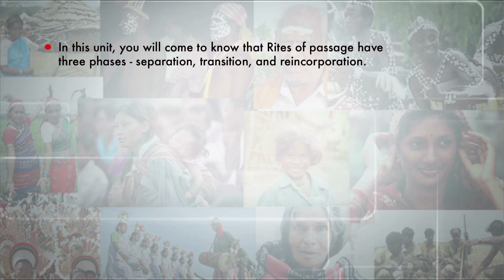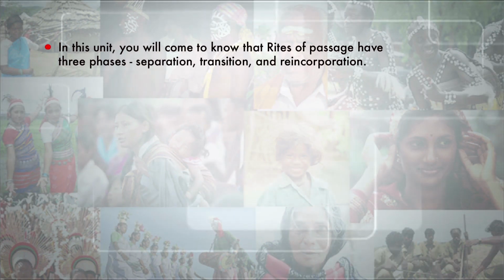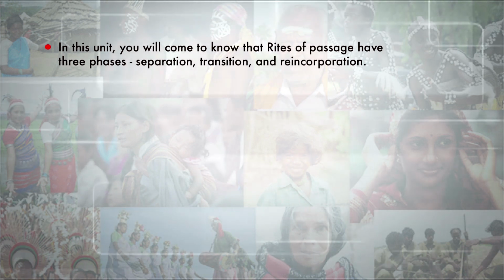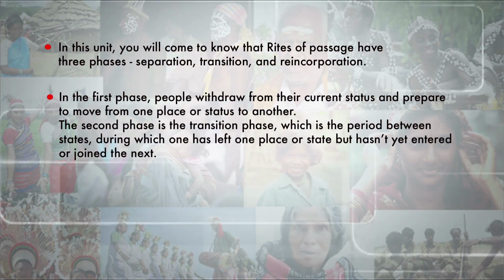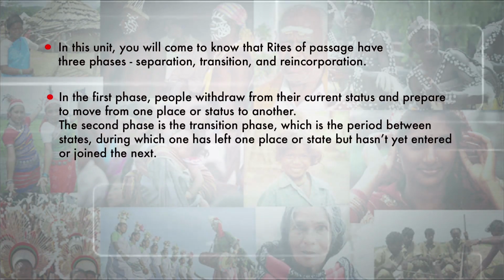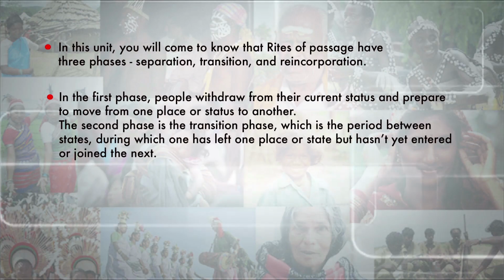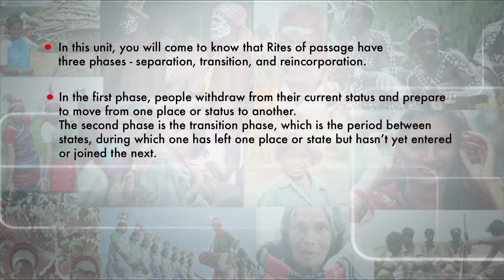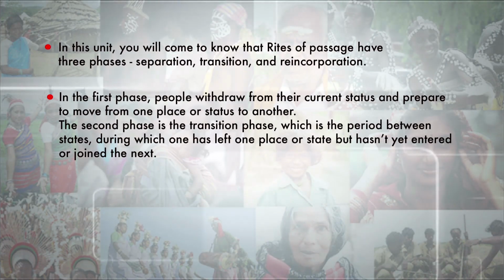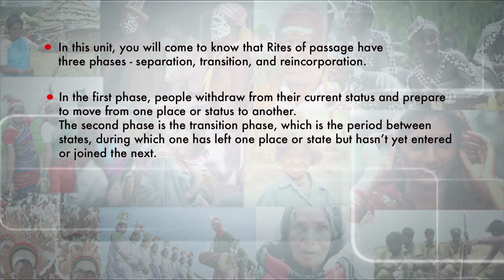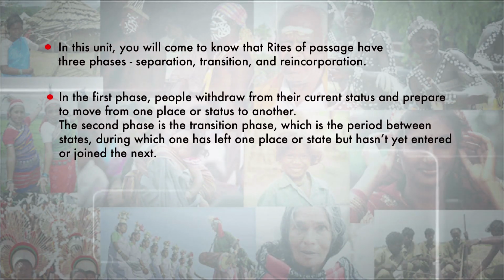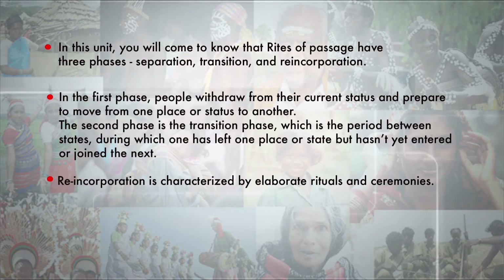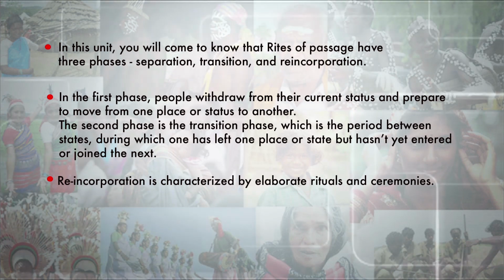In this unit, you will come to know that rites of passage have three phases: separation, transition and reincorporation. In the first phase, people withdraw from their current status and prepare to move from one place or status to another. The second phase is the transition phase, which is a period between states during which one has left one place or state but hasn't yet entered or joined the next. Reincorporation is characterized by elaborate rituals and ceremonies.